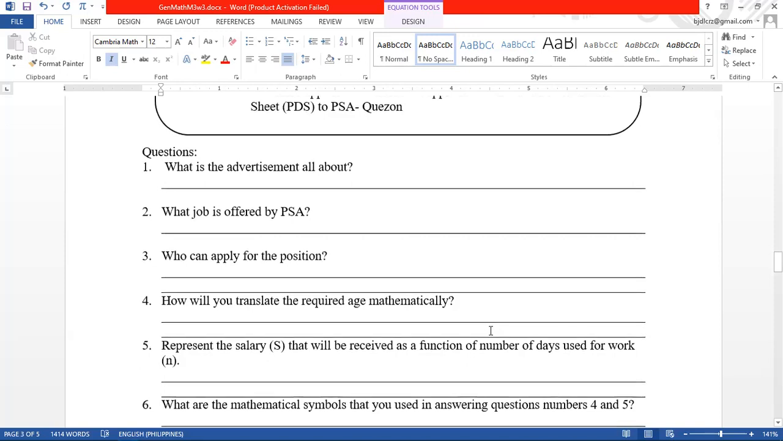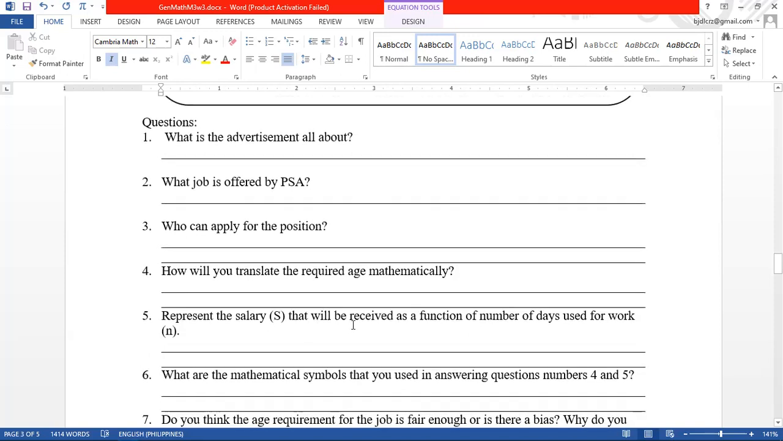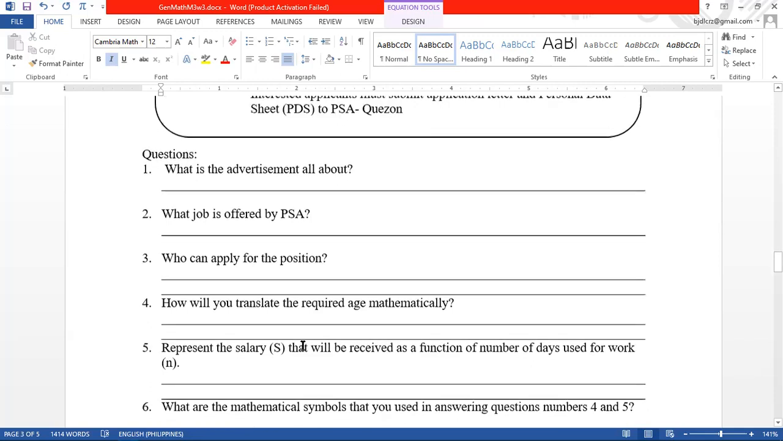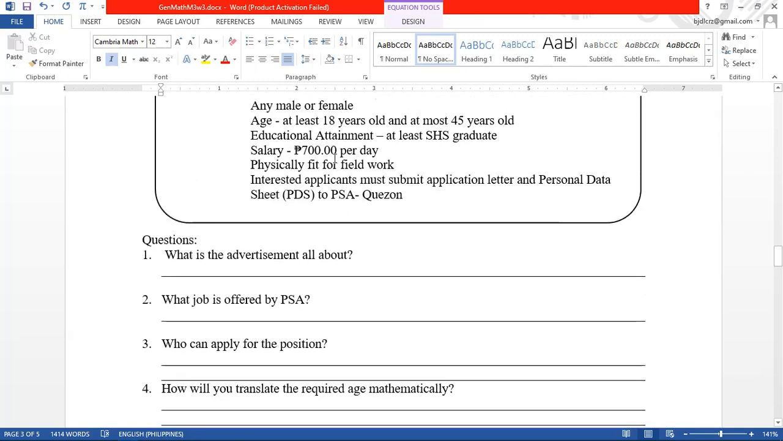Okay. So represent the salary S that will be received as a function of the number of days worked. S of N is equal to... So it is a function. The salary is already given there.